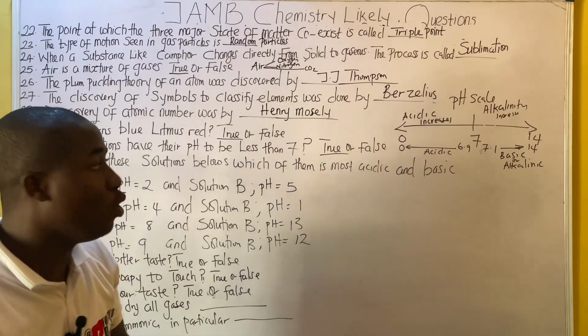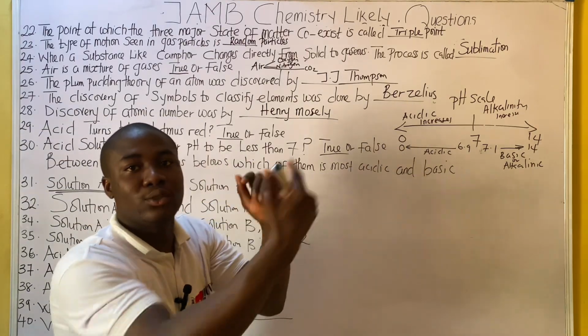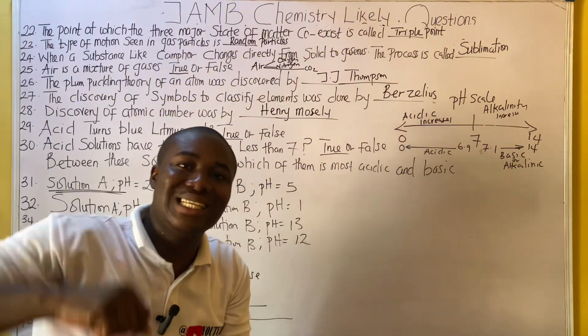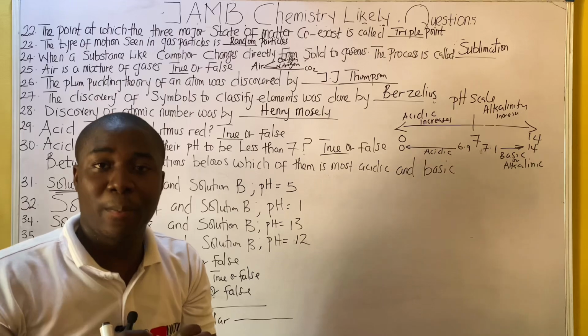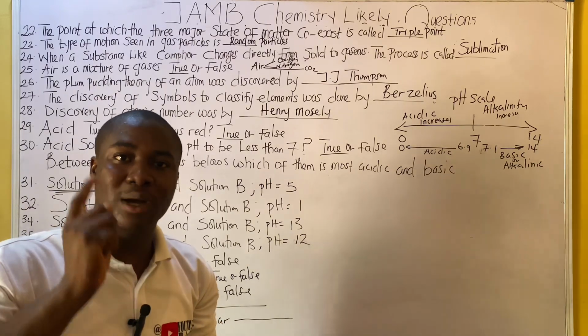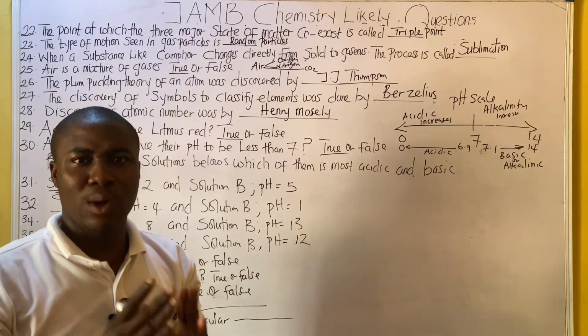Why is it solution A? Because its pH is 2. Its pH is closer to 0. I told you as you go towards 0, acidity is going to increase. As you go towards 14, the alkaline property or basic property of that compound should increase as well. I believe you understand what I just explained.